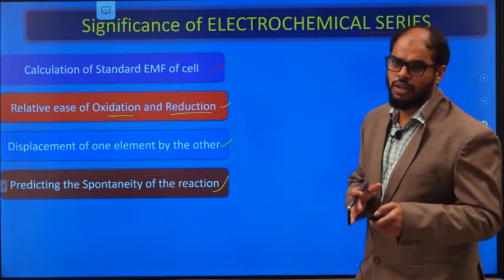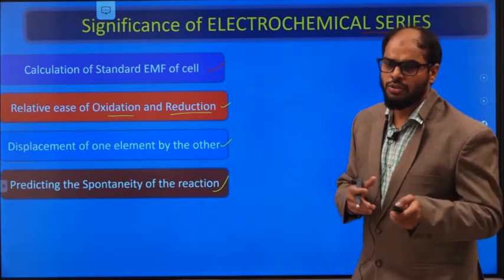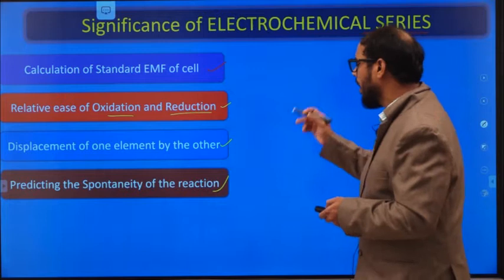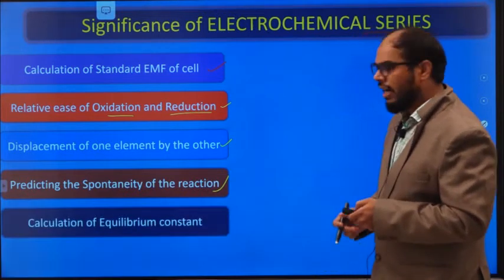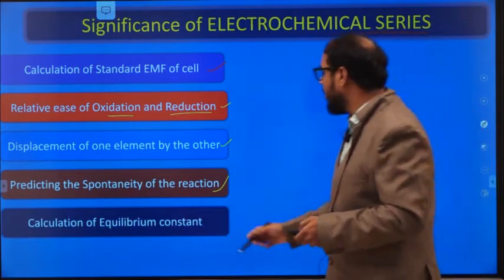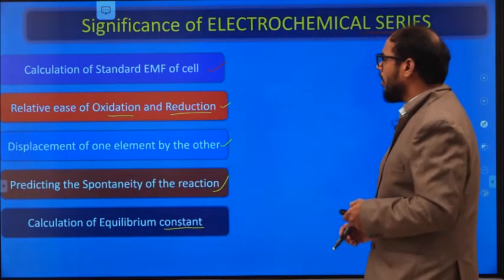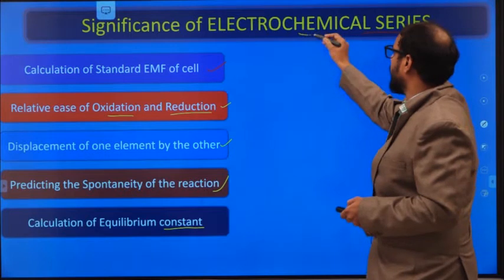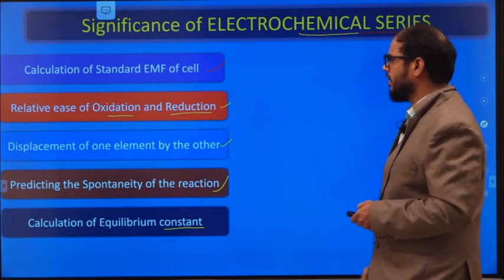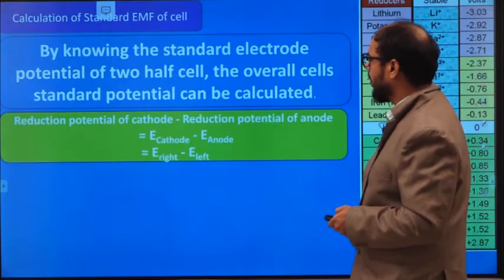We just have to know whether the reaction is spontaneous or not. So for that reason we have to depend on the electrochemical series. And finally, it is also helpful to calculate the equilibrium constant of any reaction. So let us go one by one to understand the significance of this electrochemical series. Coming to the first part.